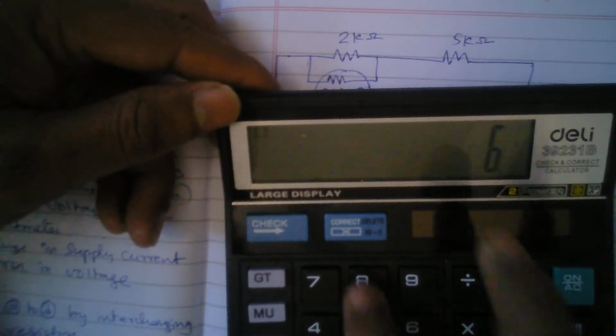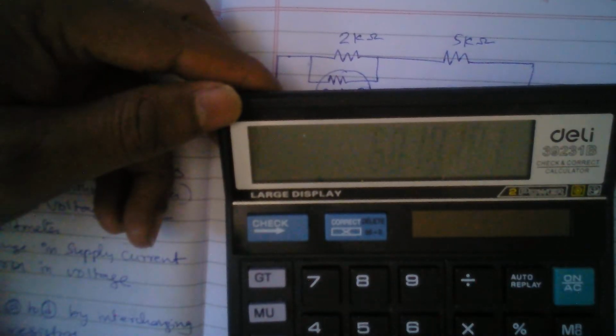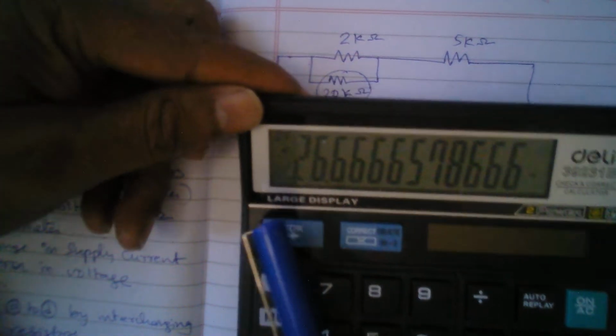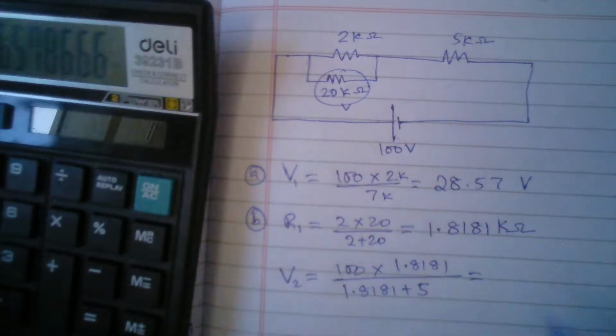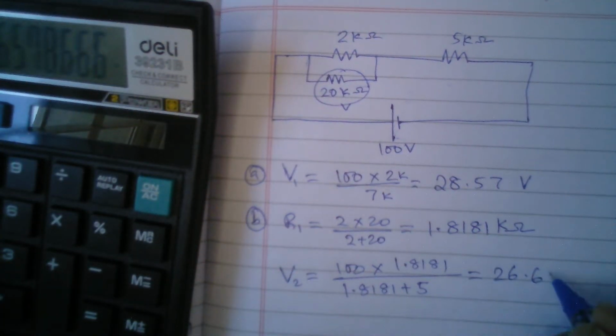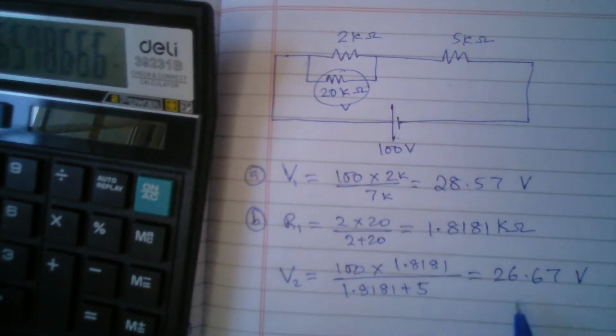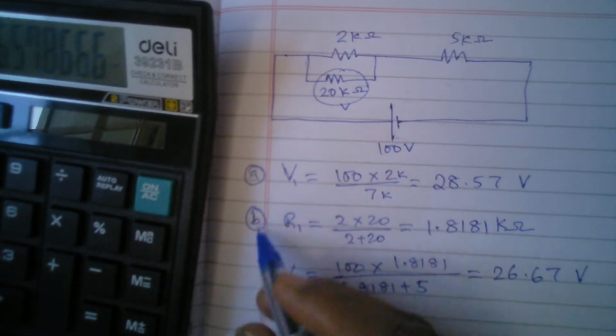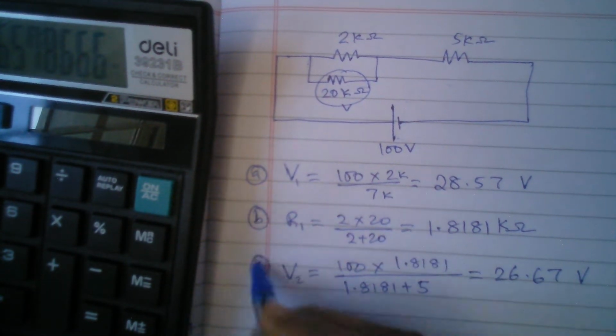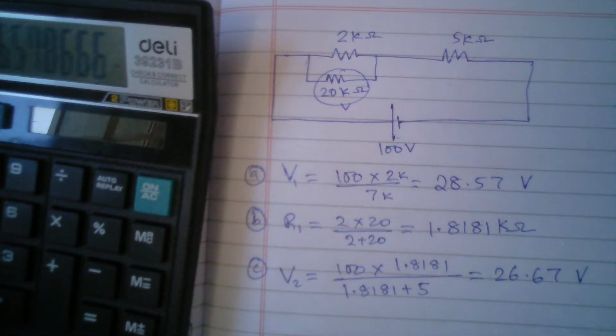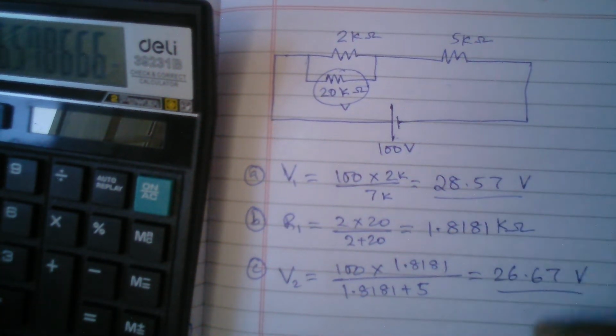I am getting 26.666, so 26.67 volts. The actual, real voltage is 28.57, but it is reduced to 26.67 volts. So that is the reduced voltage which is being measured. This is the measured voltage, and this is the true voltage. So there is an error here.